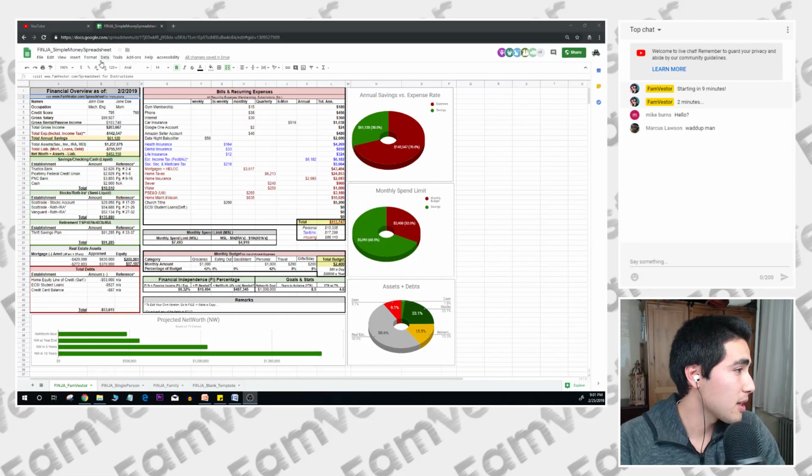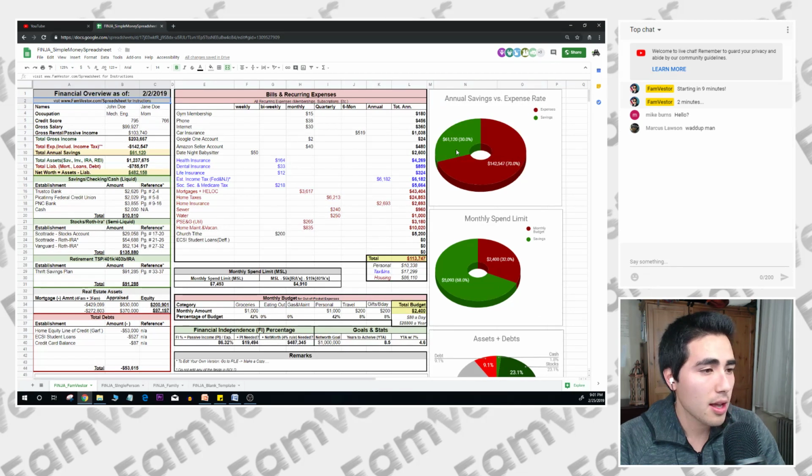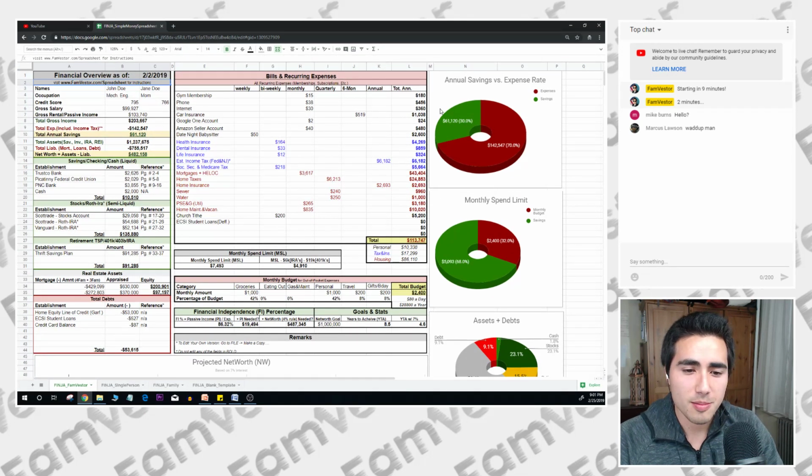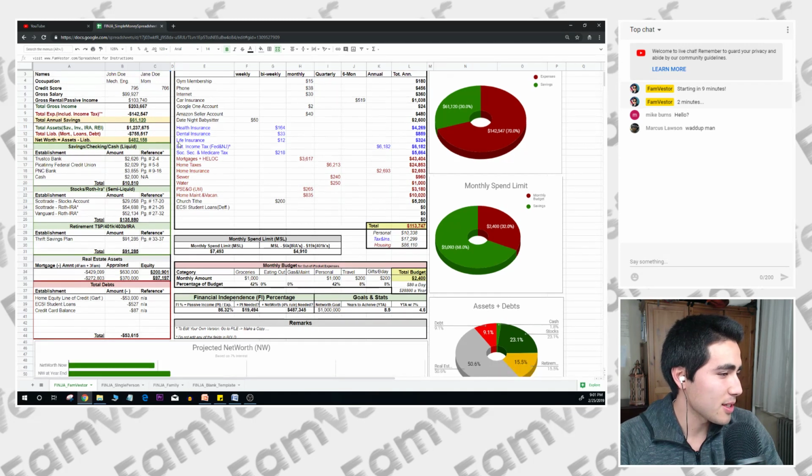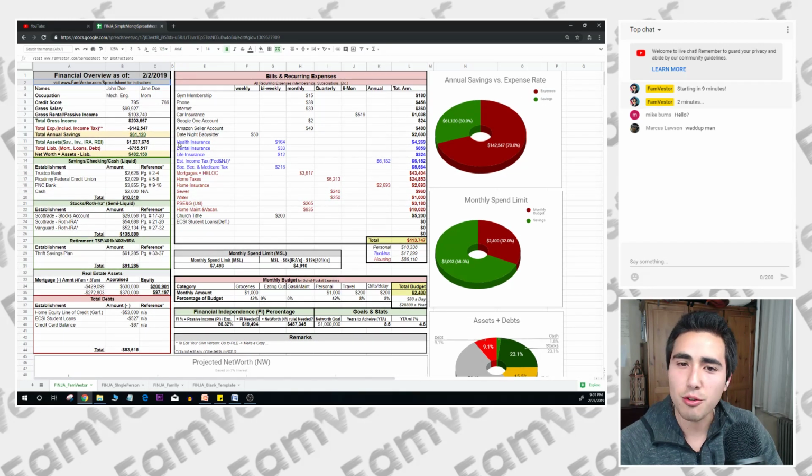We're going to be going over this spreadsheet. This spreadsheet is a couple years in the making now. It took me a long time to get it to where it is now, but I really feel like it gives such a great picture of your overall finances and things like that.